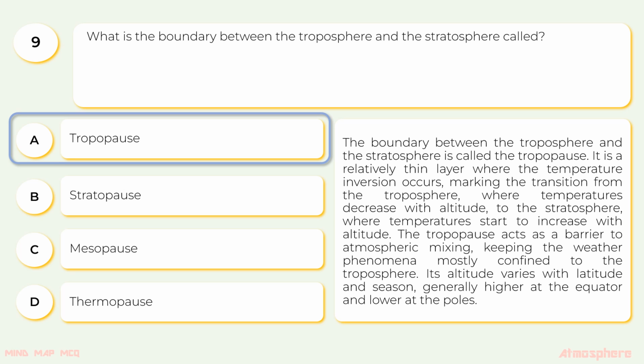It is a relatively thin layer where the temperature inversion occurs, marking the transition from the troposphere, where temperatures decrease with altitude, to stratosphere, where temperatures start to increase with altitude. The tropopause acts as a barrier to the atmospheric mixing, keeping the weather phenomena mostly confined to the troposphere. Its altitude varies with latitude and season, generally higher at the equator and lower at the poles.